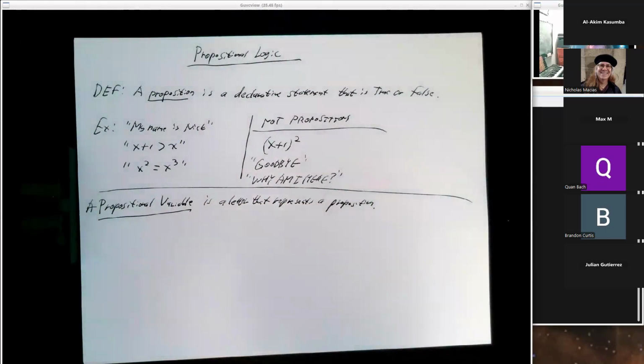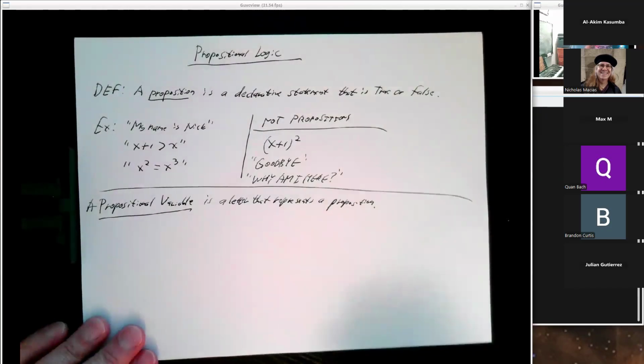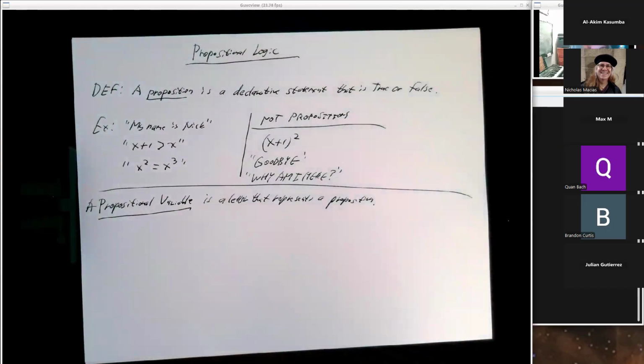All right, when we're talking about, let's see, "I'm leaving" would be a proposition. Yes, "goodbye" would not. Perfect. All right, so I might use the variable P to represent the proposition, "my name is Nick."